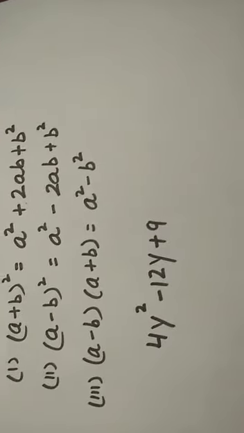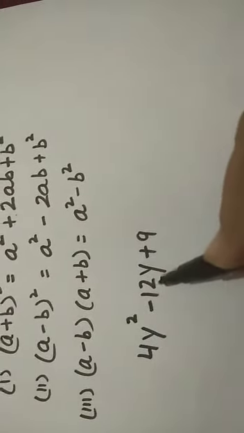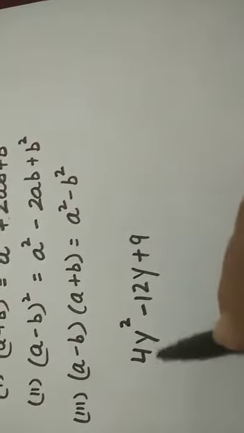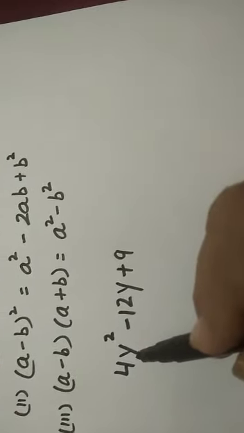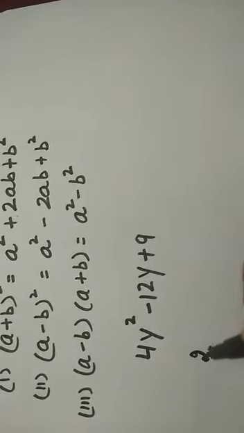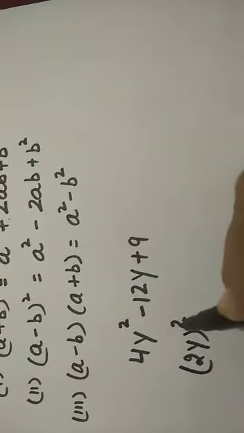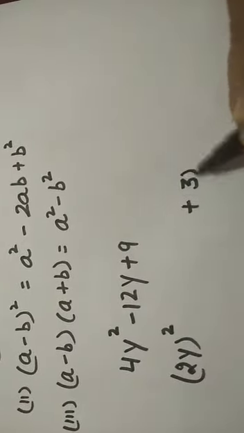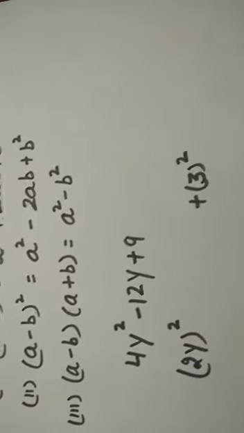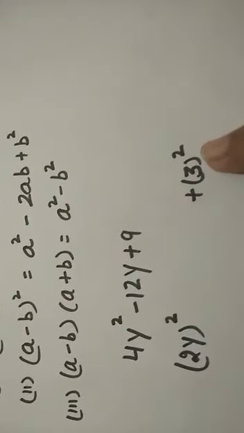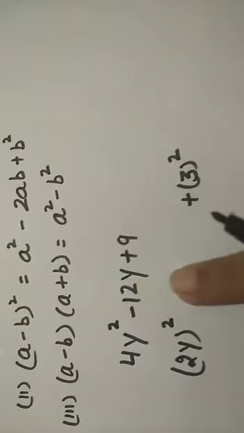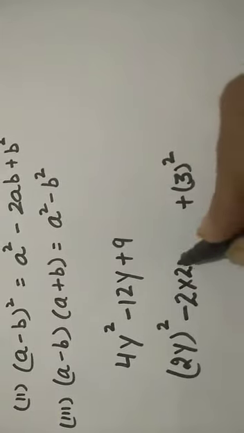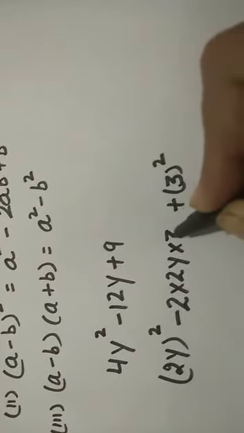Now I am taking one example, 4y square minus 12y plus 9. Now just see, 4y square is the square of 2y. And the last term 9 is the square of 3. This is a square and this is b square. So the middle term is 2 into 2y into 3.